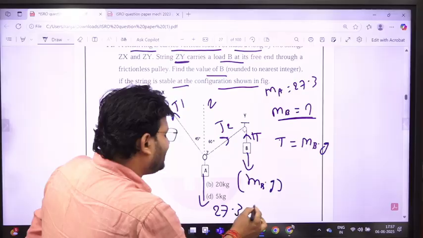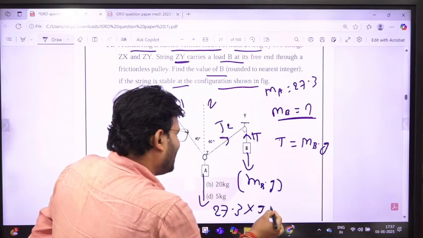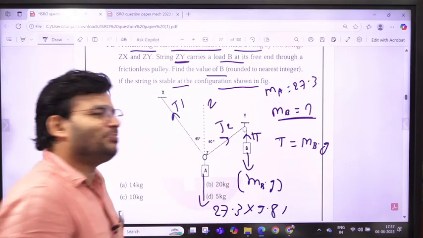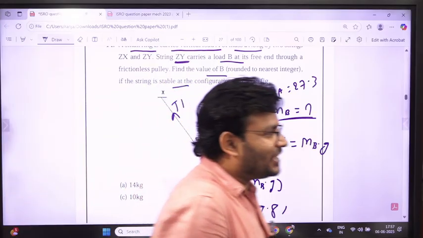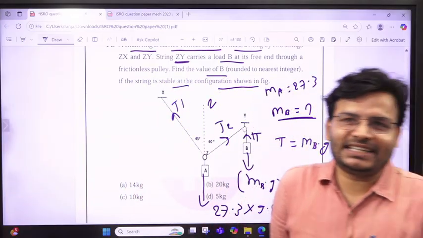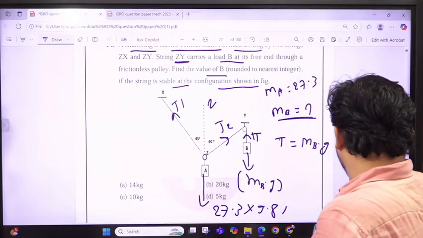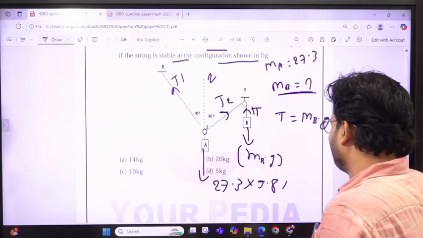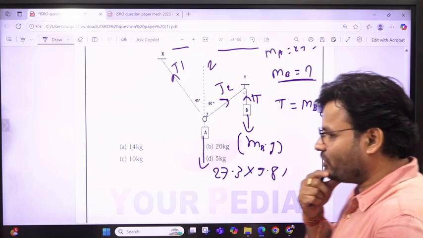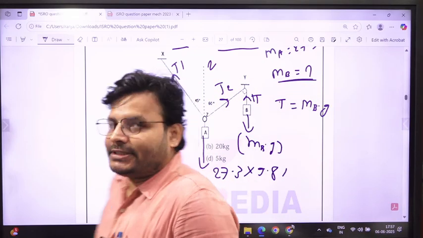27.3, and g take here 10. You can. I have used the calculator, so I have used 9.1, but in the exam the calculator is not there, so you can use 10. Okay, I have used the calculator, that's why I put 9.8, sorry.